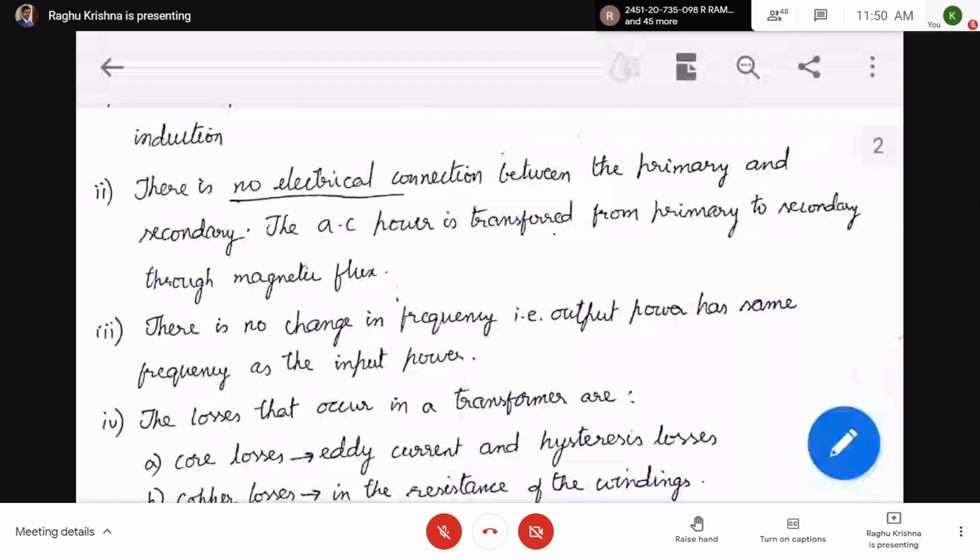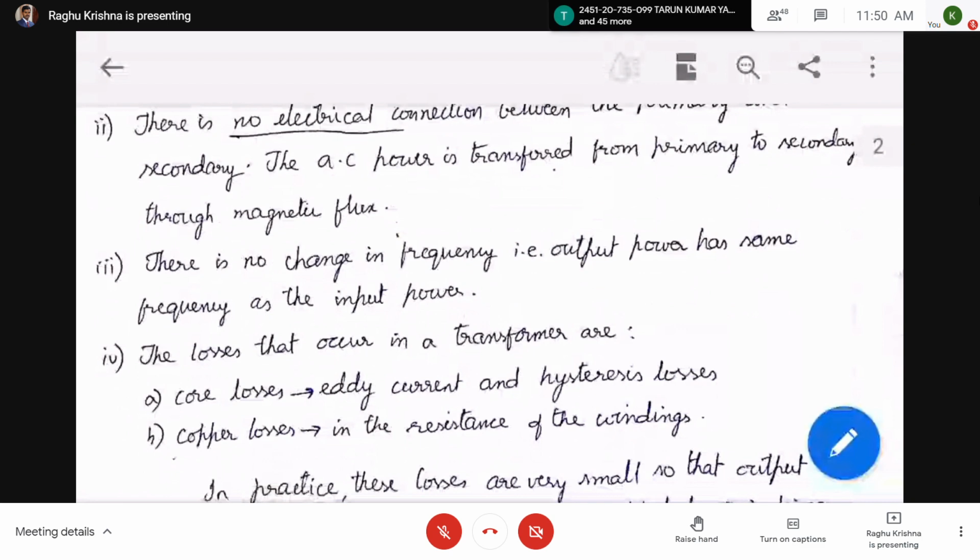Next, fourth point, the losses that occur in the transformer are core losses. Core losses means the losses which occur in the core of the transformer. Those are eddy current losses and hysteresis losses. Next, copper losses. Copper losses occur in the winding of the transformer, which is made up of copper. The losses which occur in the copper winding are called copper losses. That occurs mainly due to the resistance of the winding.